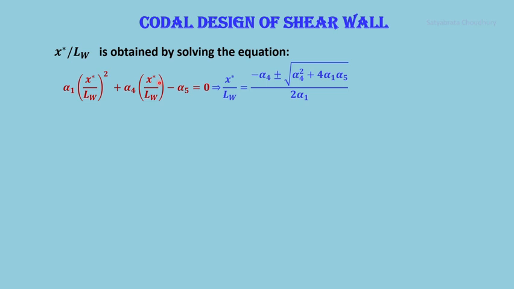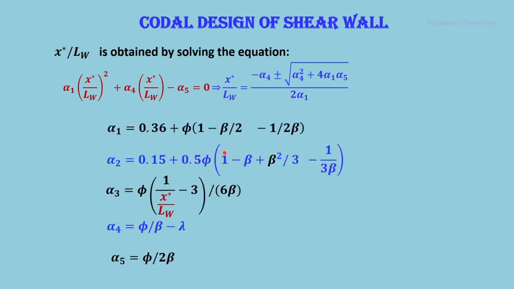alpha 4 x star by LW minus alpha 5 equal to 0. So from the quadratic equation I can solve the result x star by LW. It comes out in terms of the constants as minus alpha 4 plus or minus square root of alpha 4 square minus 4 alpha 1 alpha 5, divided by twice alpha 1. So you can calculate this and then use it in the formula.